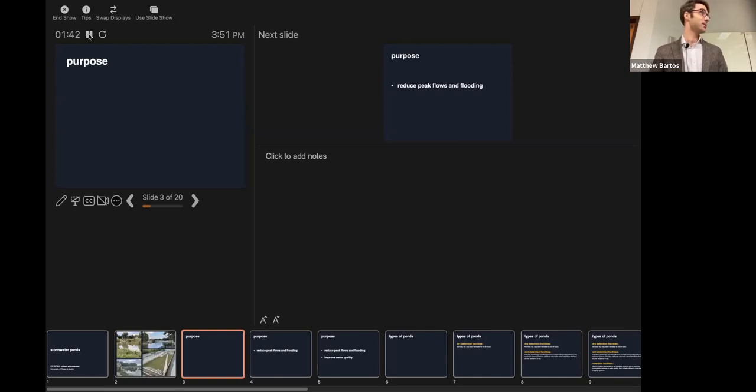Are there any other ideas for what stormwater ponds are used for? They're used for a lot of different things, really. Yes.